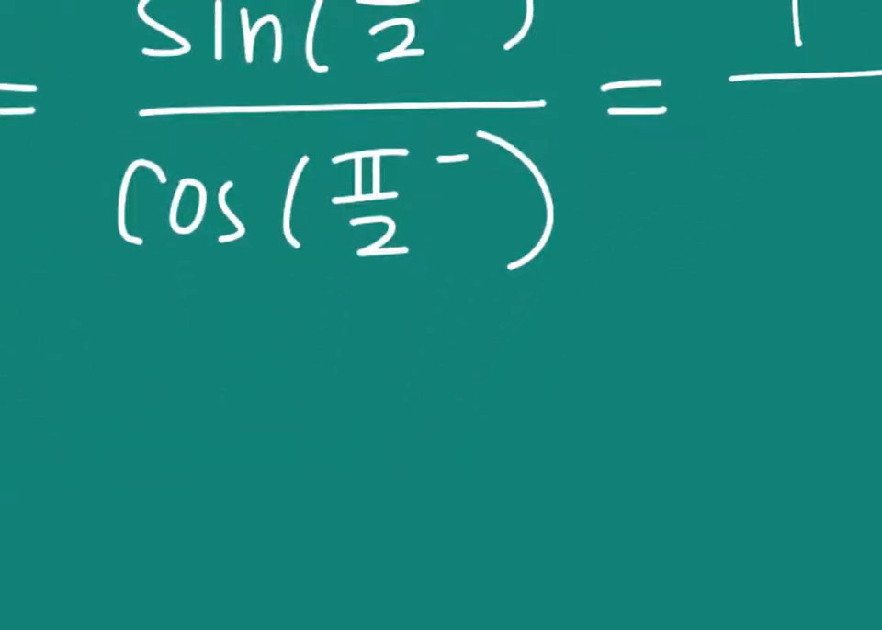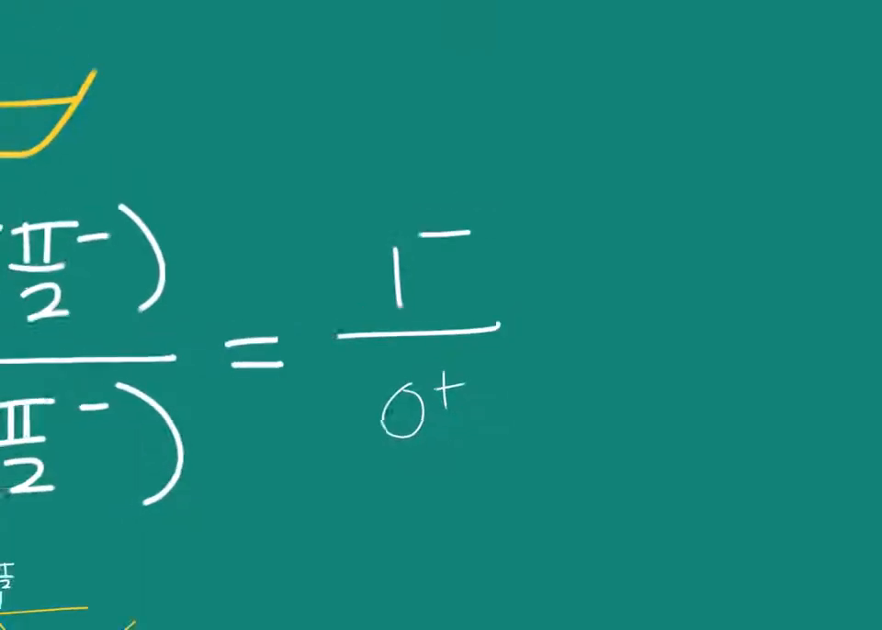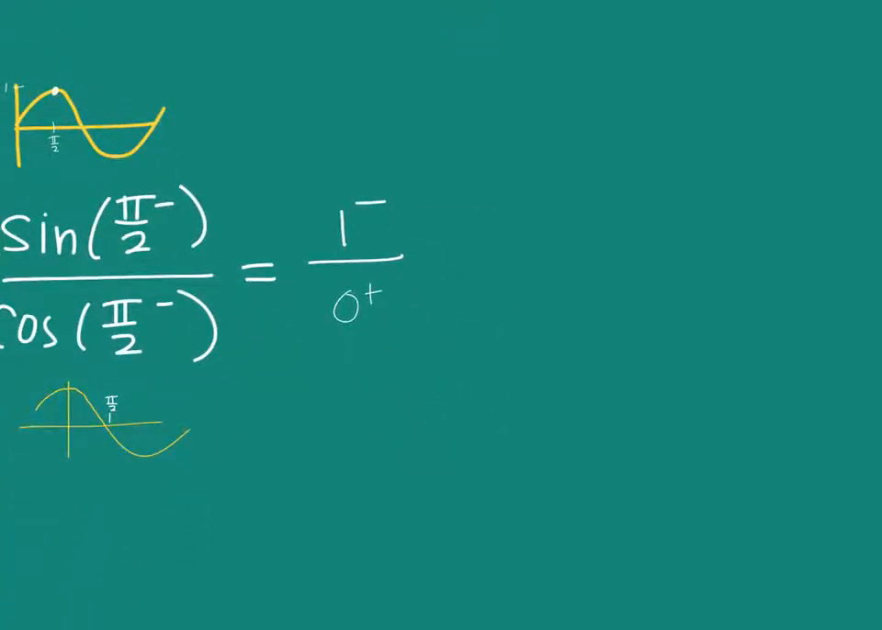For cosine, okay, I know cosine looks like this, and pi halves is right here. So as I approach that, I'm approaching 0, but what side of 0 am I approaching? 0 plus. I'm above the x-axis, and so this would be 0 plus. What kind of infinity is that? Good job. You didn't get distracted by the negative sign. Okay, that negative sign doesn't mean a negative number, it means a left number, so this is positive infinity.